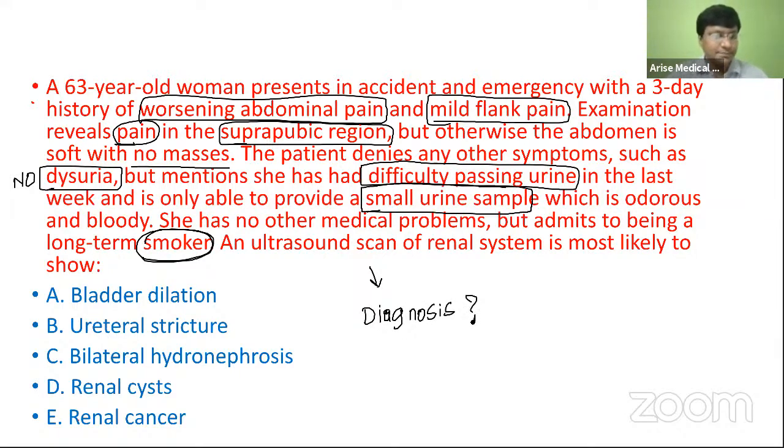What is the diagnosis? Yes, Sai Tarni, why did you say bilateral hydronephrosis? And Shabnam Khan, Monica, why did you say bilateral hydronephrosis? Please give the explanation for why you have answered bilateral hydronephrosis. I will say it is like bladder dilatation.